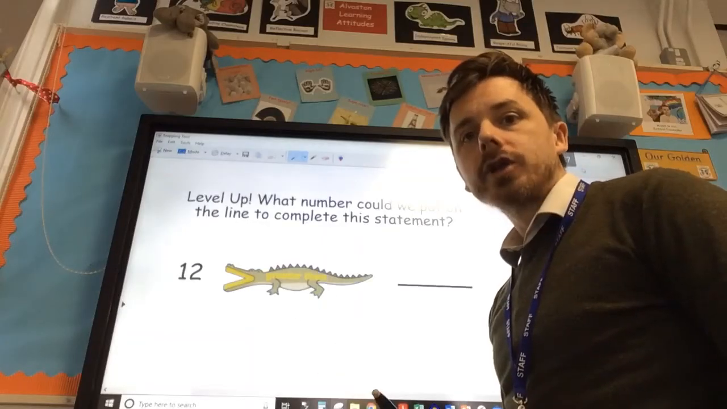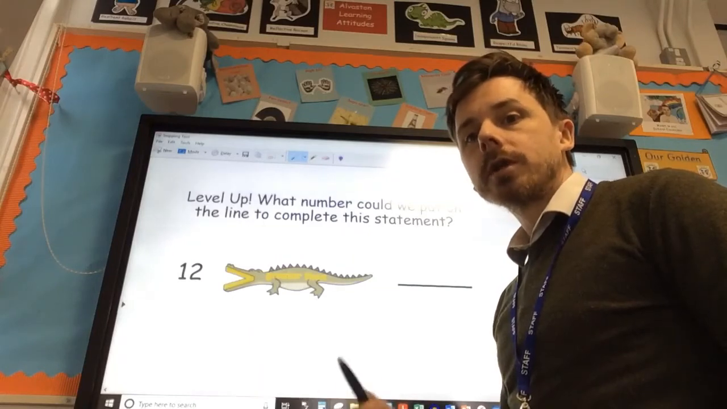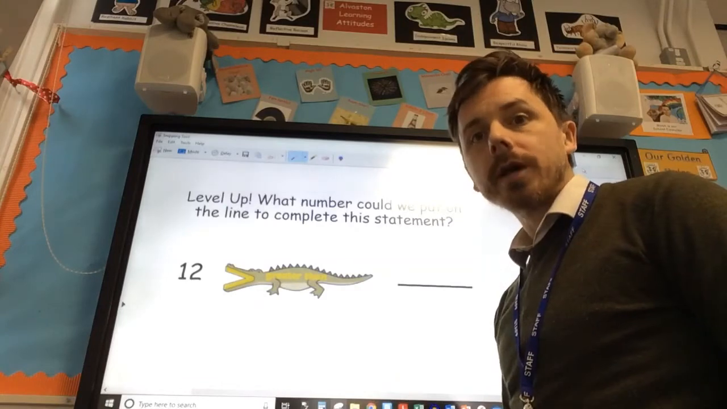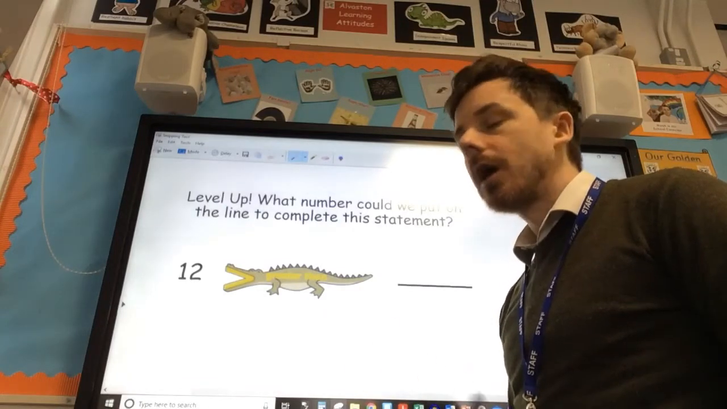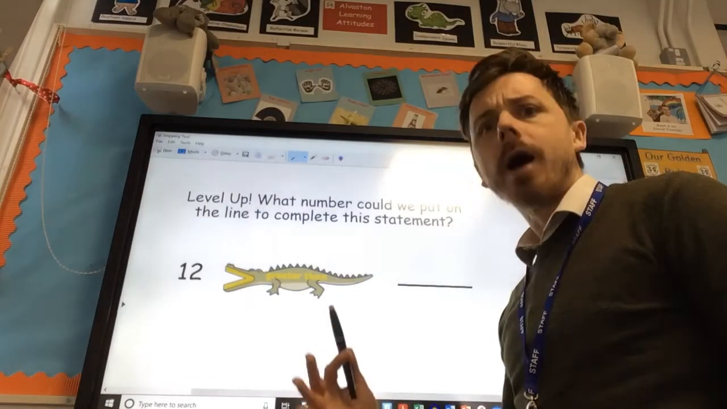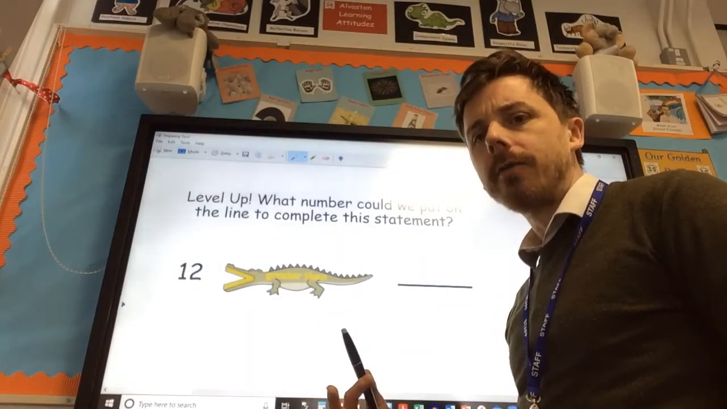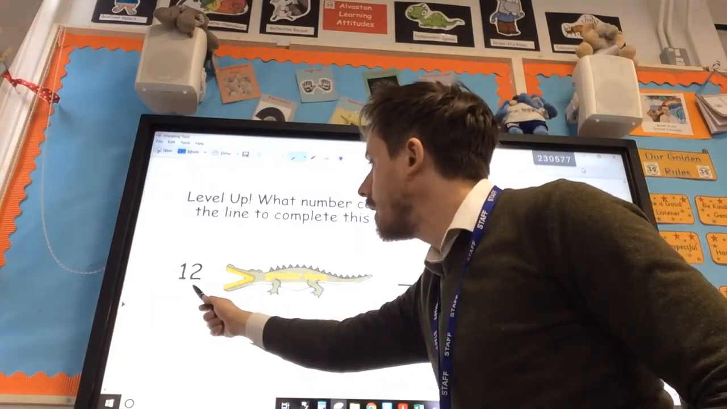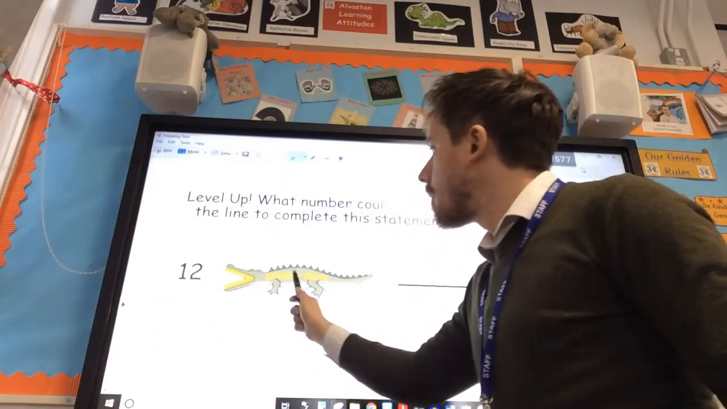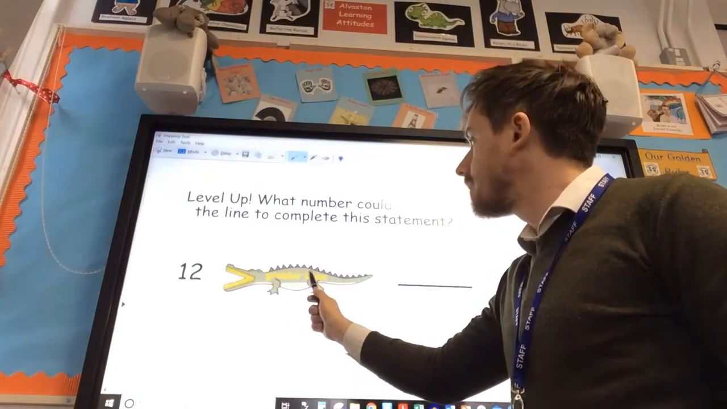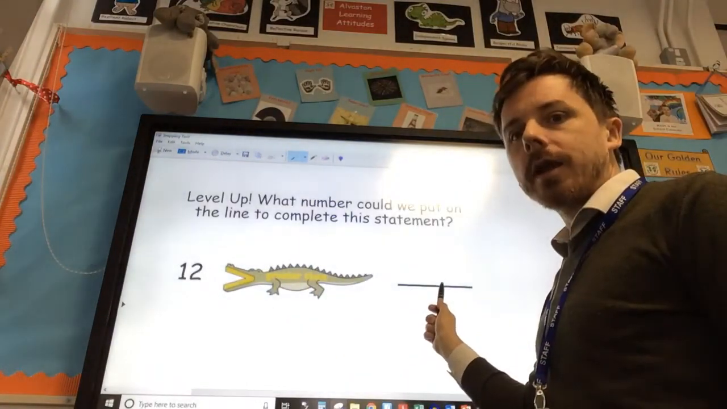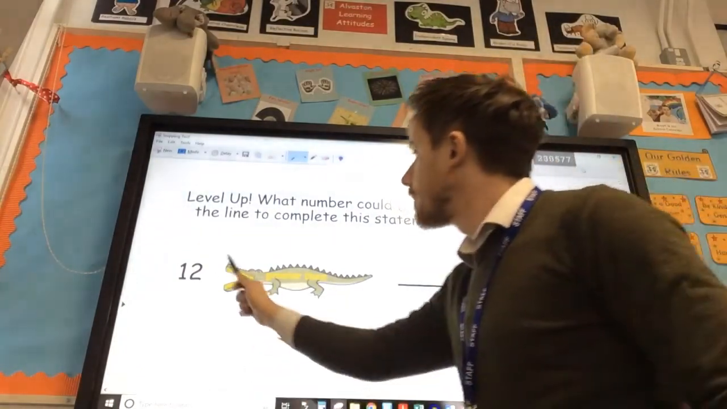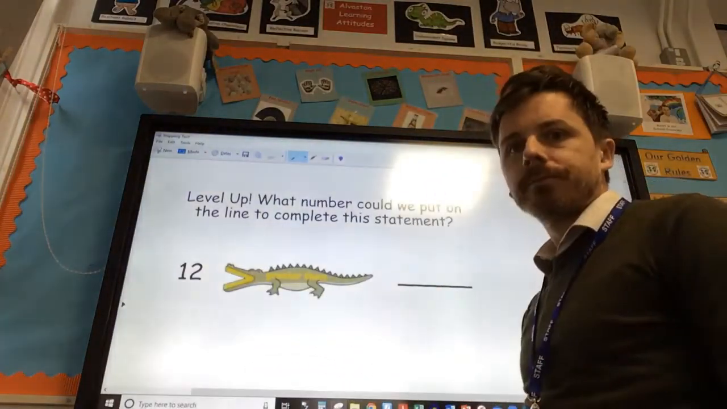So now that you've had a chance to explore using the greater than, less than and equals symbols to compare concrete objects and pictorial representations, we're now going to move on to more abstract. We're going to have a go at a real challenge here. We've got a statement that's already been started. Can you see? We've got the number 12, and we've got a crocodile, the symbol greater than. But we haven't got anything at the end here. So we have to complete this statement. 12 is greater than something.